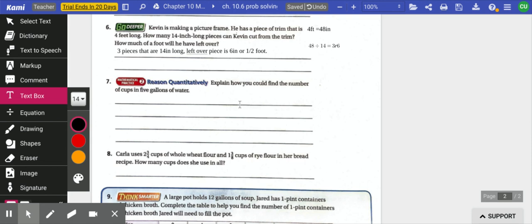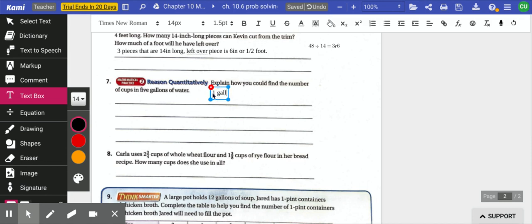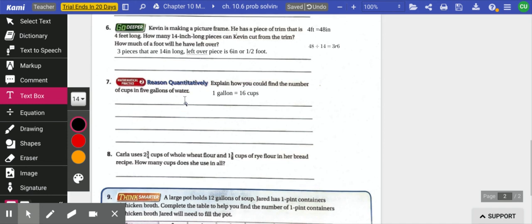Next, explain how you can find the number of cups in 5 gallons of water. So this problem is using the gallon person, and we actually used this conversion earlier, and we know that 1 gallon equals 16 cups. So explain how you can find the number of cups in 5 gallons of water. And in this explanation, you are going to explain that you can go from gallons to quarts to pints to cups, and that's how we get to 16 cups.